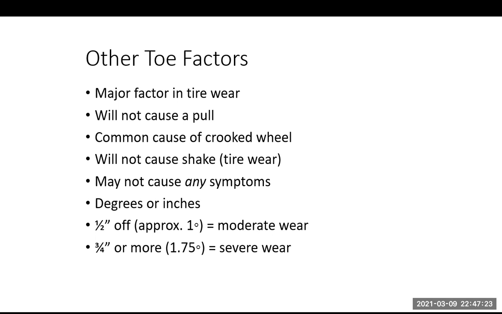Toe is measured in degrees or inches. Depending on the technician's comfort with using inches or degrees, they can set the machine to read either way. Generally speaking, if your toe is off a 1/2 inch or more, you're going to get moderate wear. A 1/2 inch is about 1 degree. If your toe is off 3/4 of an inch or more, that's about 1.75 degrees, then you're going to get pretty severe wear.